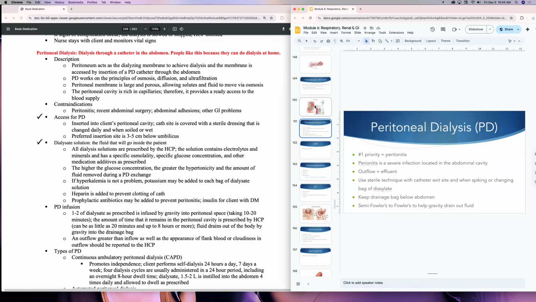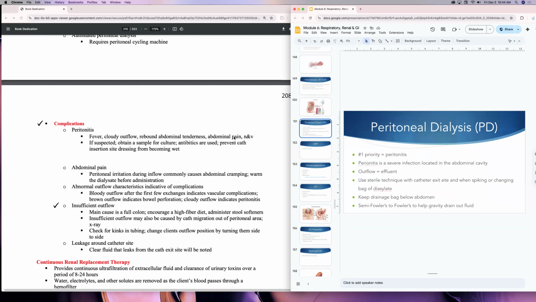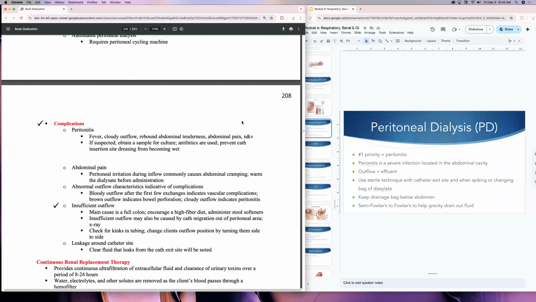Peritonitis is a severe infection located in the abdominal cavity. And so I want you to know the signs and symptoms of peritonitis. So that is on page 208 at the top. Fever, cloudy outflow. So what is outflow?